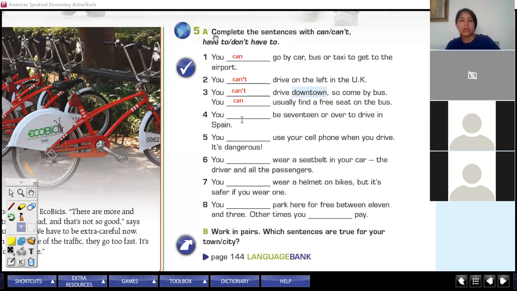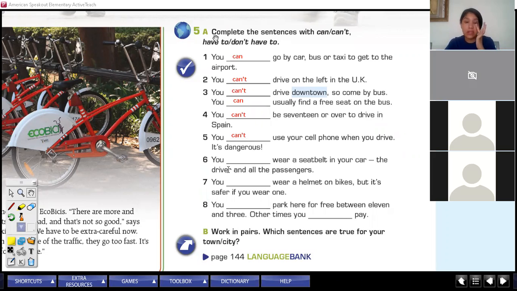Number four, you be 17 or over to drive in Spain. Can't. You can't be 17 or over to drive in Spain. Number five, you use your cell phone when you drive. It's dangerous. Can. Can. Very good.